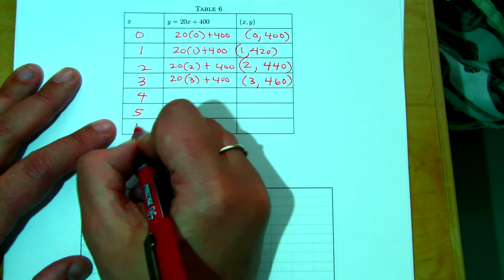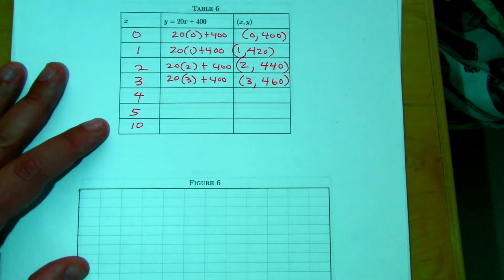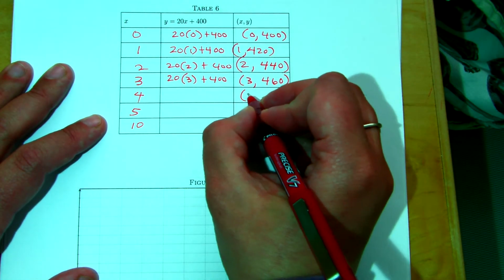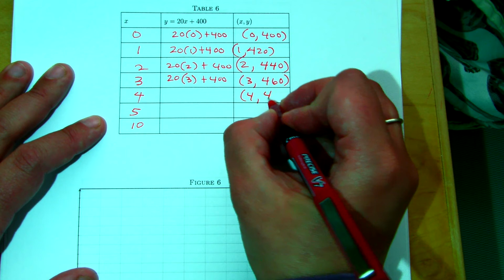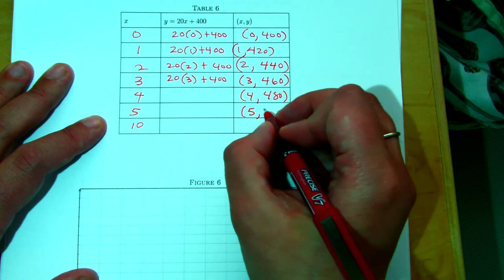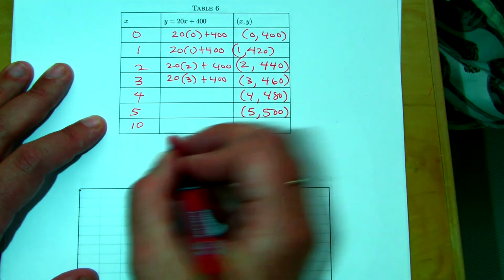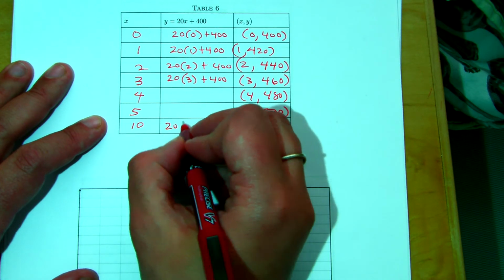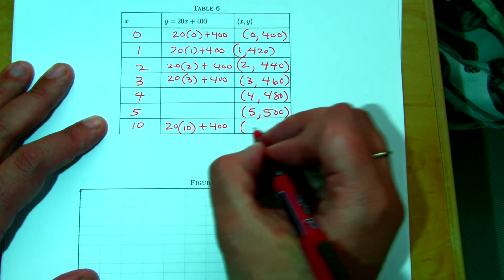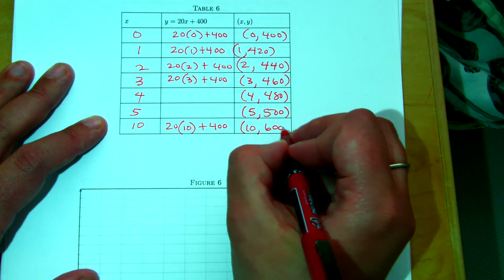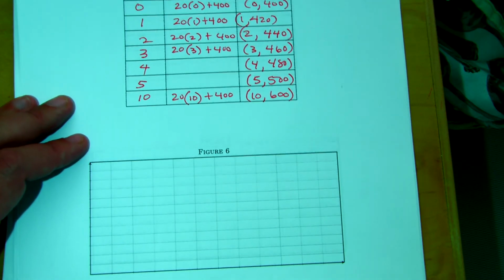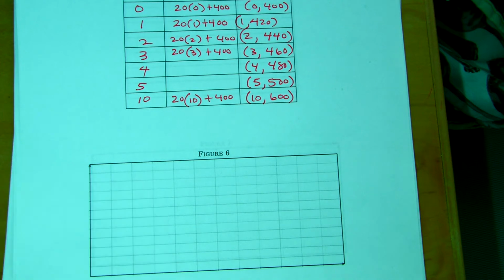4, 5, maybe 10. How much will it cost me if I own these chickens for 10 months? So every month, it's going up $20. 480, that's the slope. 5, 500. How much would it be if I owned the chickens for 10 months? Yeah, 10, 600.